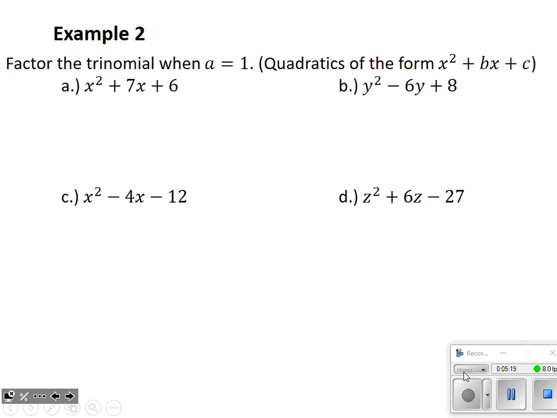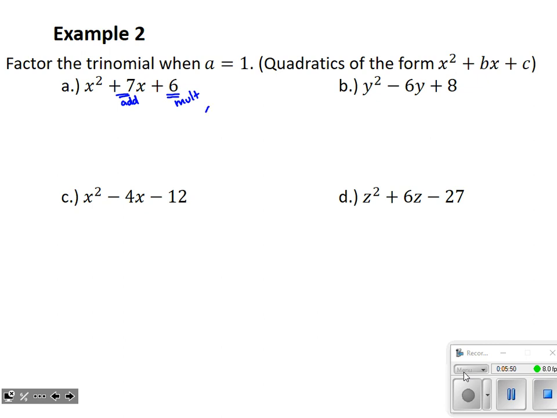Example 2, here's our practice with the magic numbers work. And these are trinomials that have an a value, a number out in front, a leading coefficient of 1. You can see that we don't see anything like 5x squared to start off a problem. It's just a regular x squared. So here's what we do. We look and see what multiplies to be 6, right? That's going to be our last times last in the factors, and also adds up to be this positive 7.